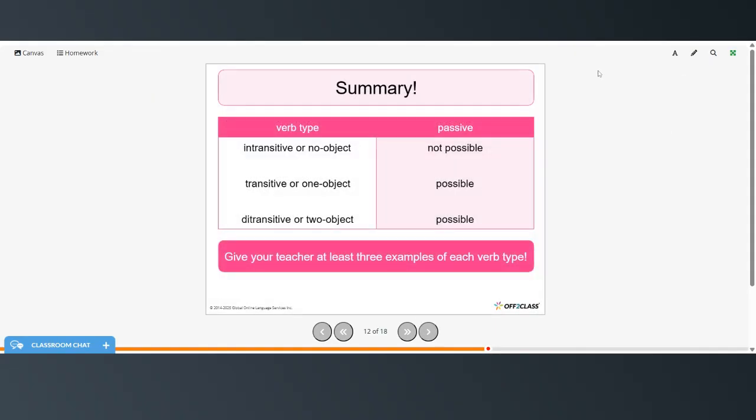All right, so we have a quick summary here. If you have an intransitive or no object verb, the passive is not possible. If you have a transitive or one object verb, the passive is possible. And a ditransitive or two object verb, the passive is also possible. And again, in the comments, if you'd like to write some examples of each verb type, feel free to do that in the comments with your explanations, and I'll be happy to give you some feedback.